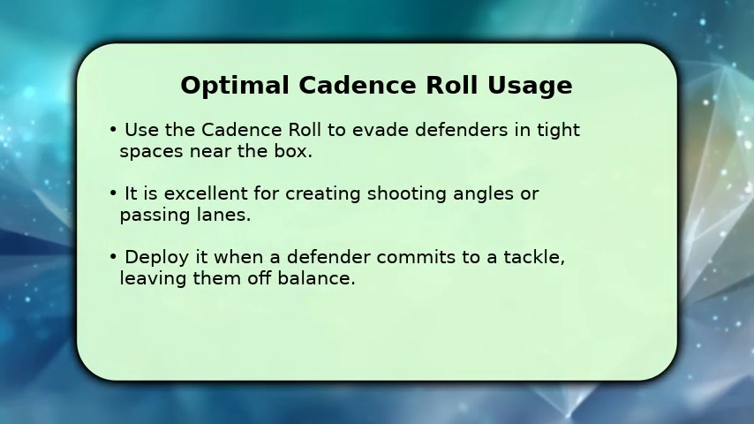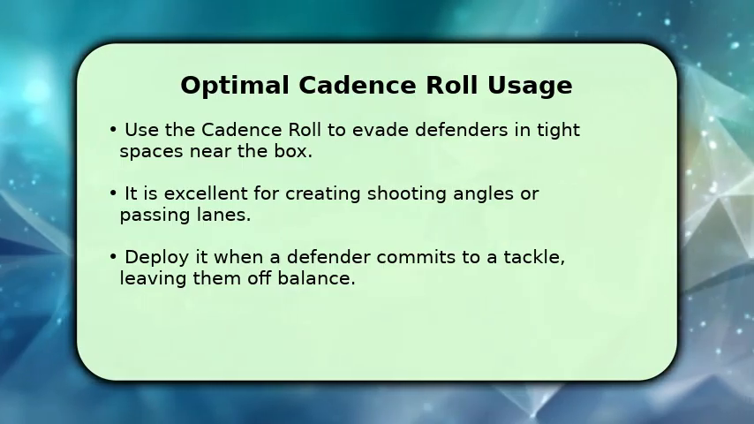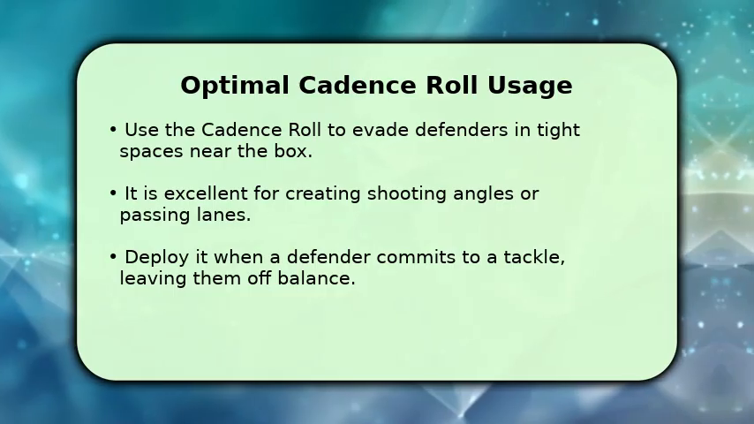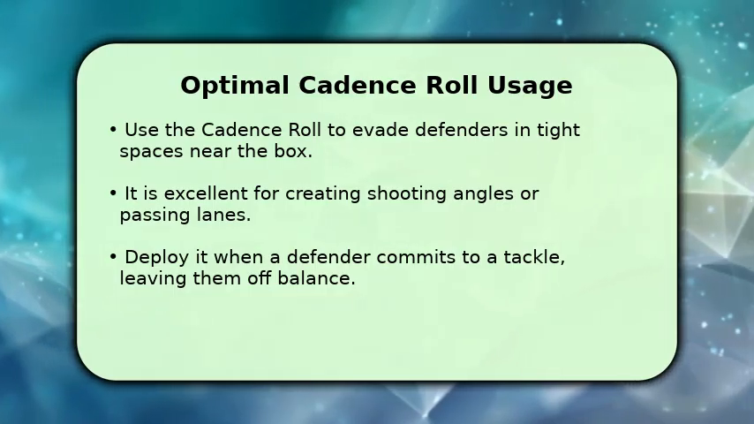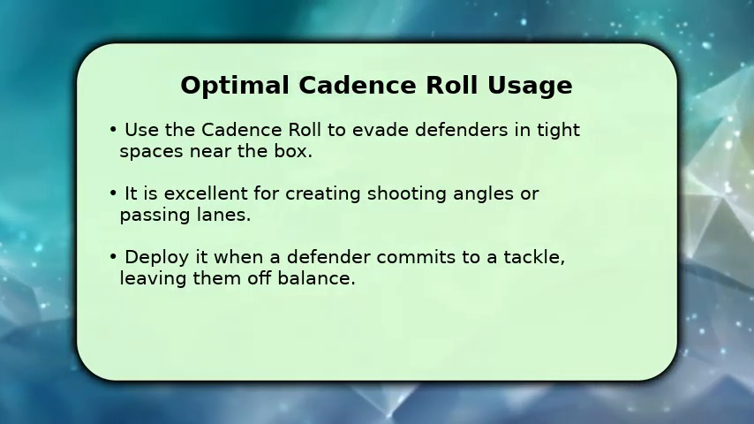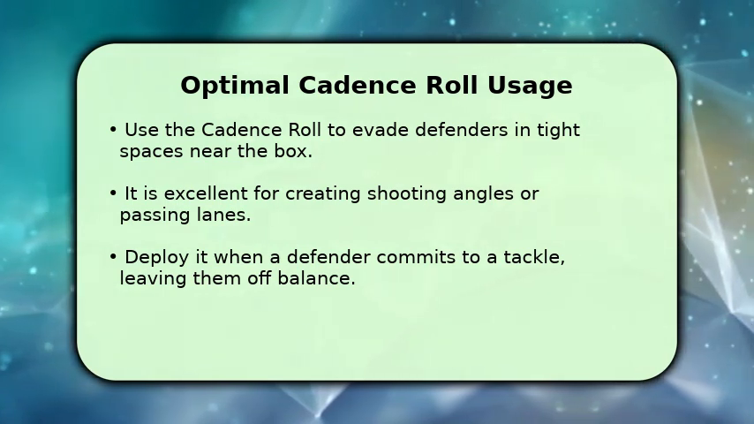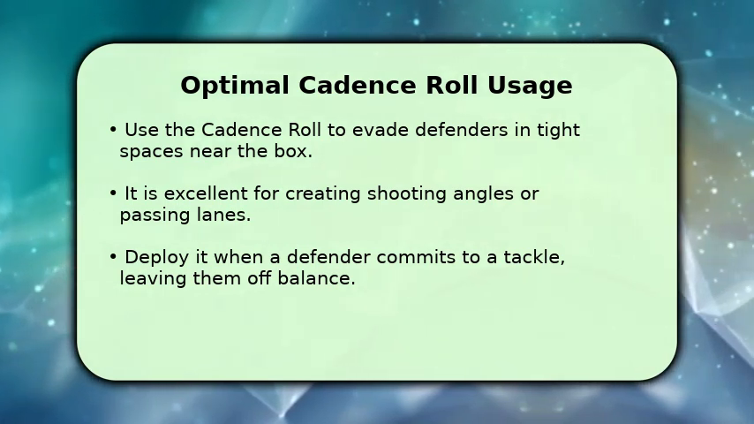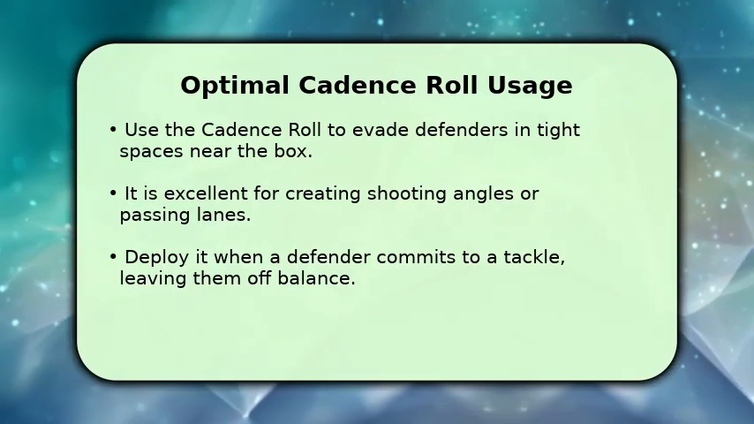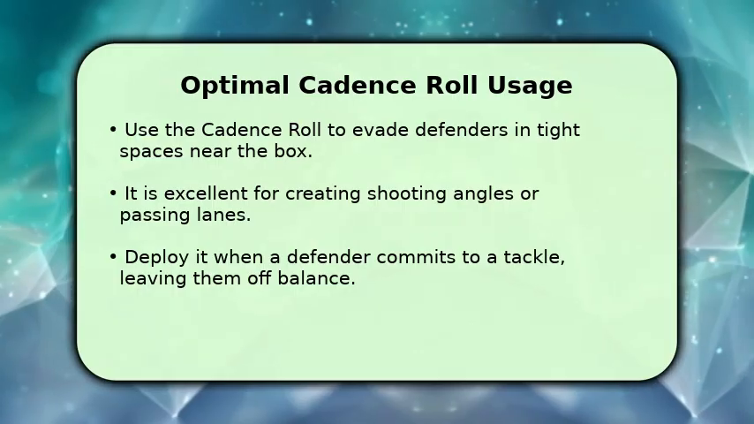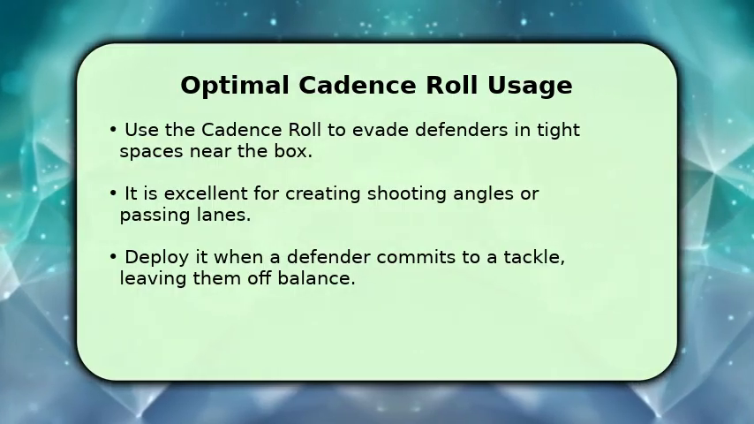The cadence roll shines in specific situations. It's perfect for those moments when you're in the final third, facing a defender head-on, and need to quickly shift to one side to get a shot off or deliver a precise pass. Imagine you're about 5 to 10 yards from the goal. A well-timed cadence roll can open up a clear path. It's also effective when a defender is aggressively pressing you, allowing you to bypass their challenge.